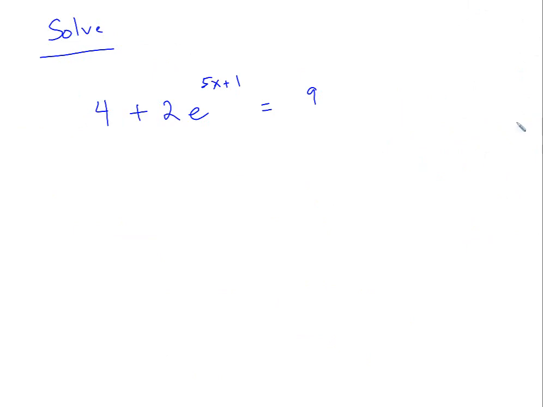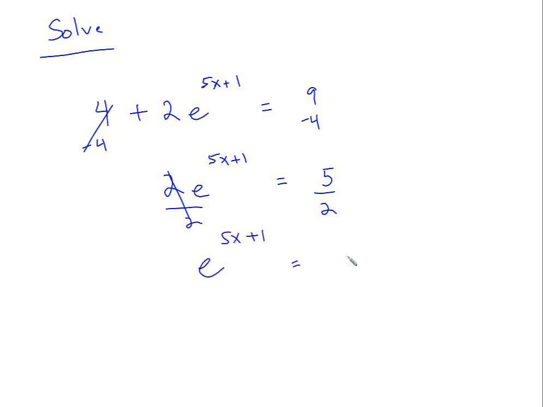Okay, another type of problem that we'll have is when the base is e. So when the base is e, you want to get this right here by itself. So we would minus 4 first. We get 2e to the 5x plus 1 power is equal to 5. Divide by 2. So then we get e to the 5x plus 1 power is equal to 5 over 2.